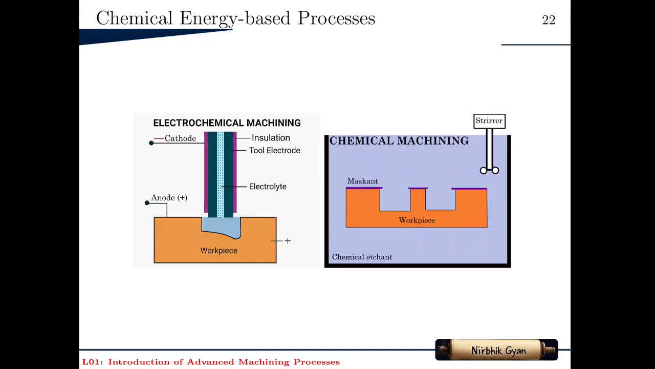In a chemical machining process, you can see the whole workpiece is submerged in a chemical agent, and on the areas of the workpiece which we don't want to remove, we put maskant.